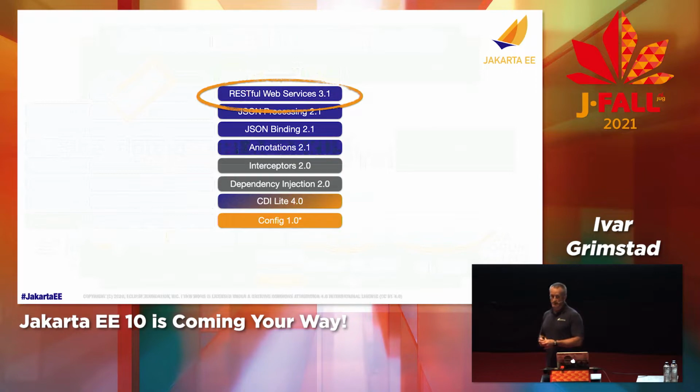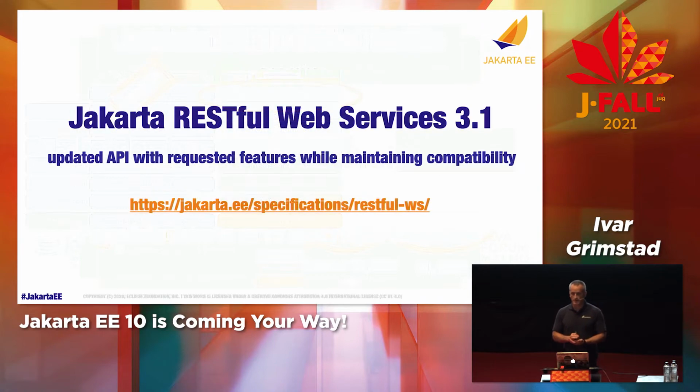Let's look at what the different specifications of core profile are planning to do. And start with Jakarta RESTful Web Services. They have a minor update. They did plan for a major 4.0, but that will come later. So 3.1 will have updated APIs with community requested features, but they will maintain the compatibility that they have today. And all specifications can be found under jakarta.ee/specification and then / the short name for the specification. So that's where you find all the information and can navigate the versions and how to get involved and that kind of stuff.